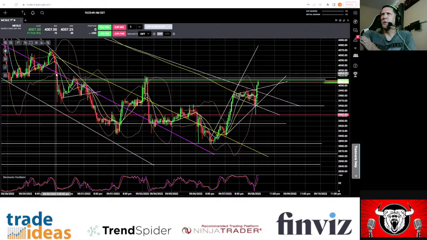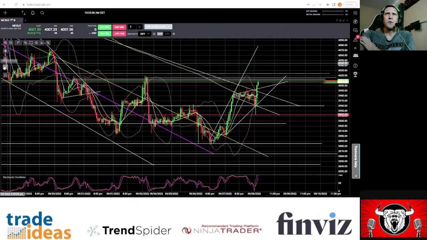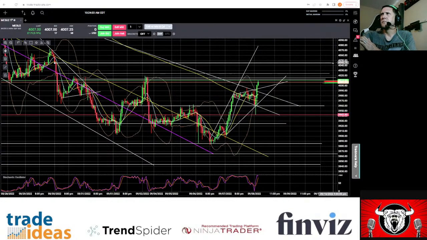So if this remains bullish, 35. Let's see, we've got 4024, another control bar in a 1 hour, right up here at 4045. Yeah, it's having problems there.